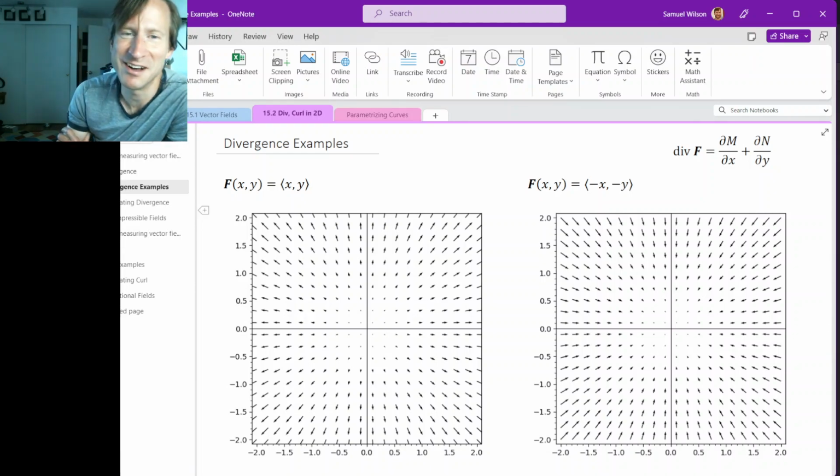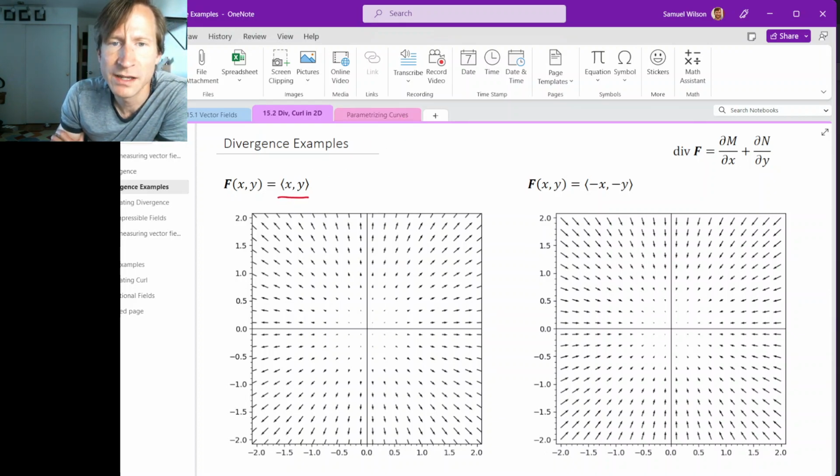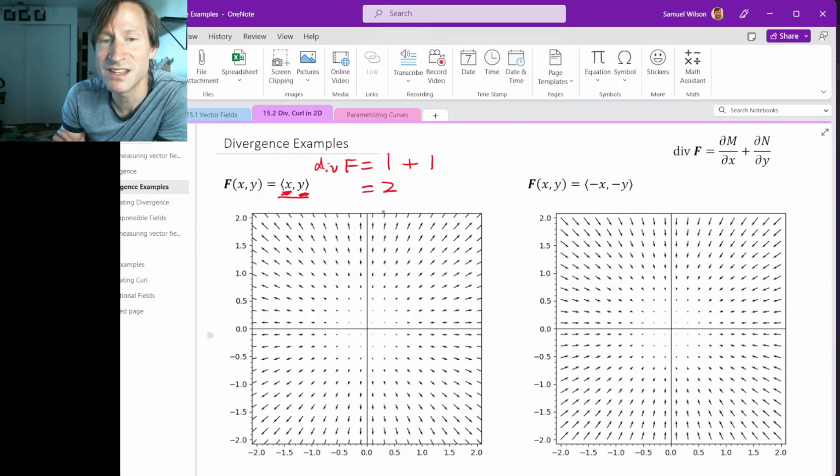So for this vector field (x, y), if we calculate the divergence of F, the partial derivative of x with respect to x is 1. The partial derivative of y with respect to y is 1. And so this is 2. Now since this is a constant, that means that this vector field flows away from every point. And this is actually an example that we looked at in the handout, and we convinced ourselves by looking at different points that yes, this does flow away from every point.